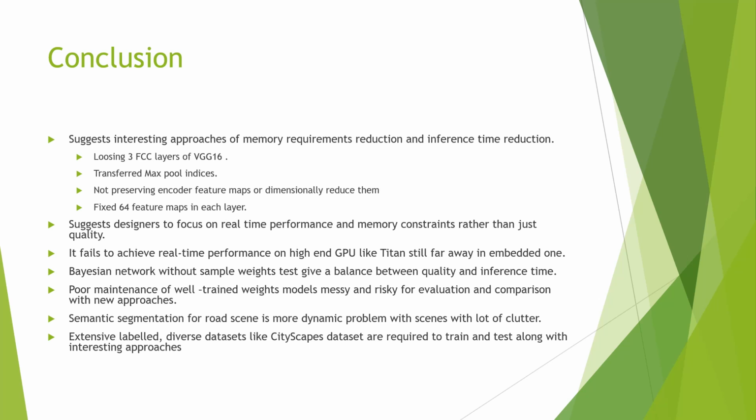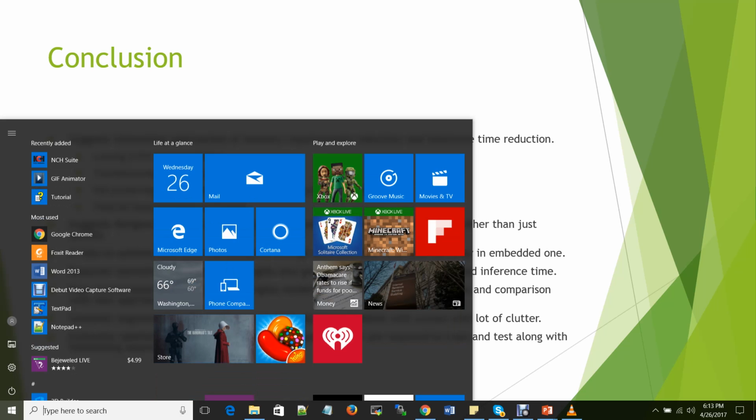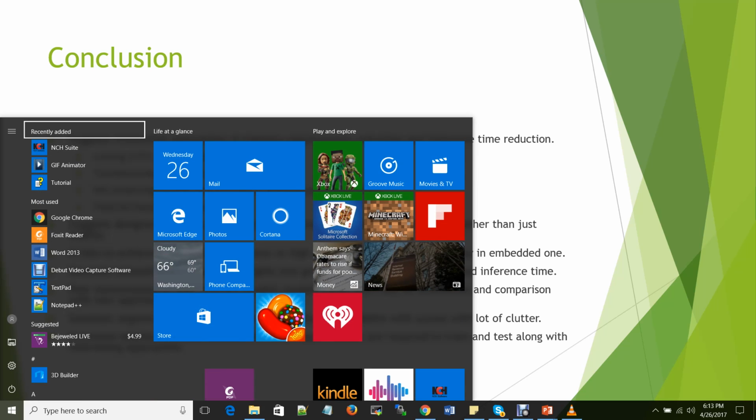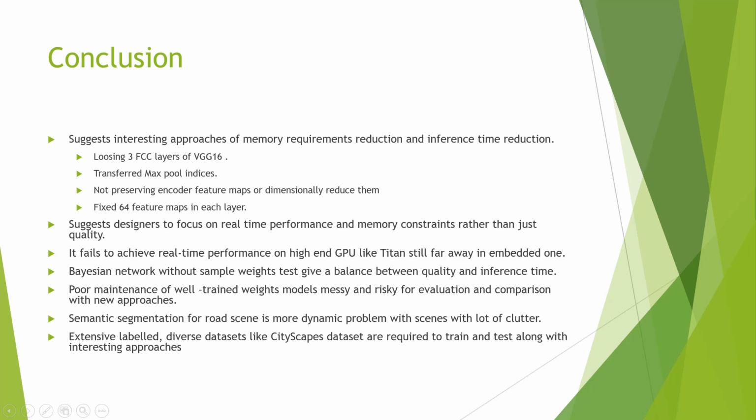Poor maintenance of well-trained weight models is messy and risky for evaluation and comparison with new approaches. Semantic segmentation for road scenes is more of a dynamic problem, with scenes with a lot of clutter. Extensive labeled and diverse datasets like the Cityscapes dataset are required to train and test along with the interesting approaches. This is my presentation. Thank you.